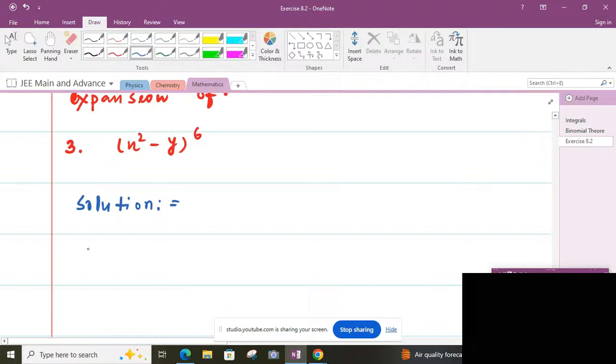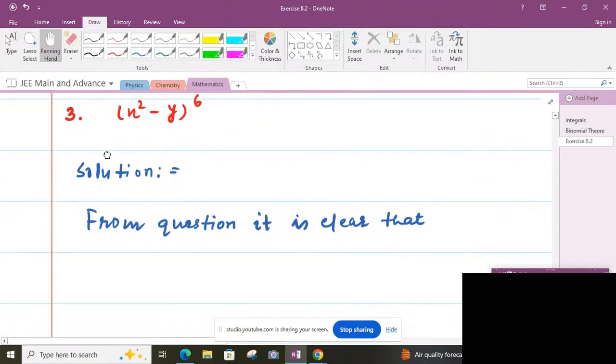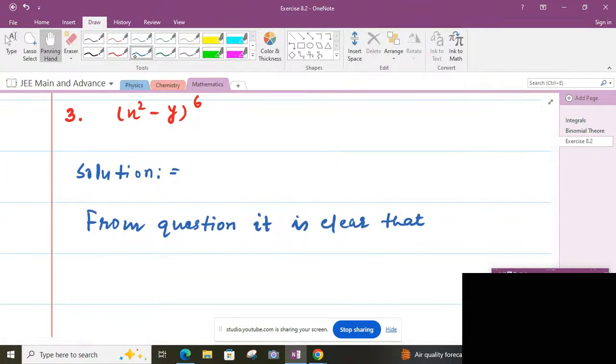From the question it is clear that a equal to x square, b equal to minus y, and n equal to 6.